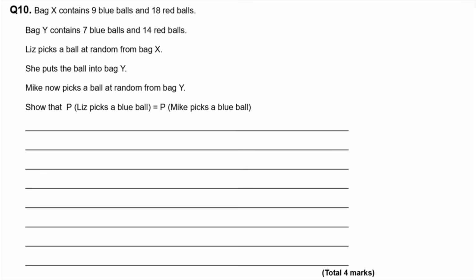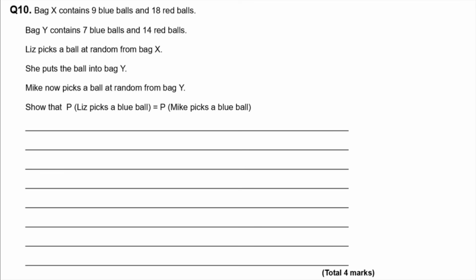Question 10. A bag X contains 9 blue balls and 18 red balls. Bag Y contains 7 blue balls and 14 red balls. Liz picks a ball at random from bag X. She puts the ball into bag Y. Mike now picks a ball from bag Y. Show that the probability that Liz picks a blue ball equals the probability of Mike picking a blue ball.